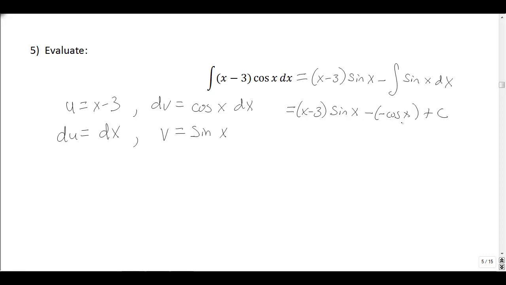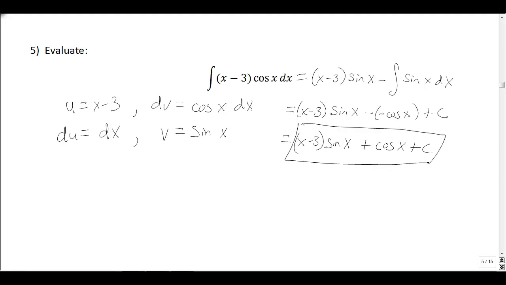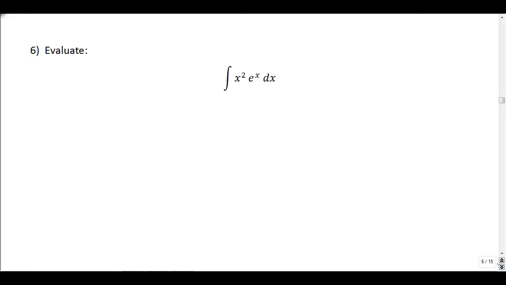Think about it: the derivative of cosine x would be a negative sine x, but we had a positive sine, so we need the negative. But then those two negative signs combine. Gives us x minus 3 sine x plus cosine x plus c. So here's a pretty straightforward integration by parts problem. I guess the x minus 3 might throw people a little bit there, but it essentially works out as if that was x. Next one.